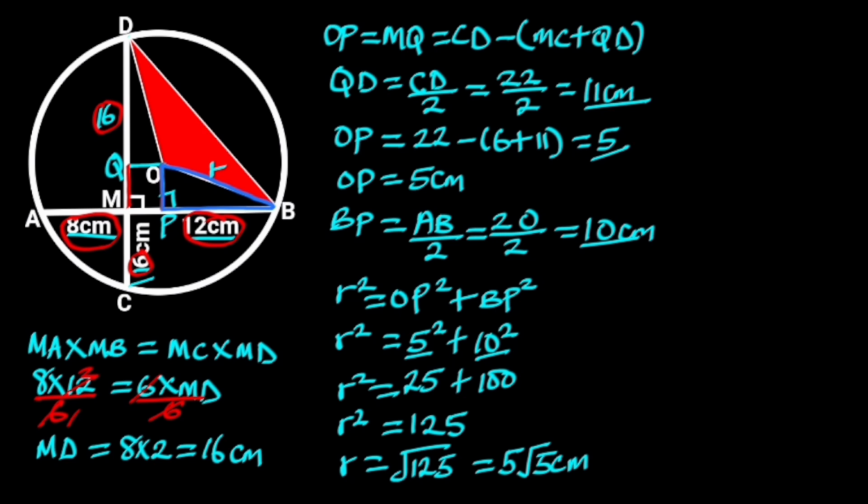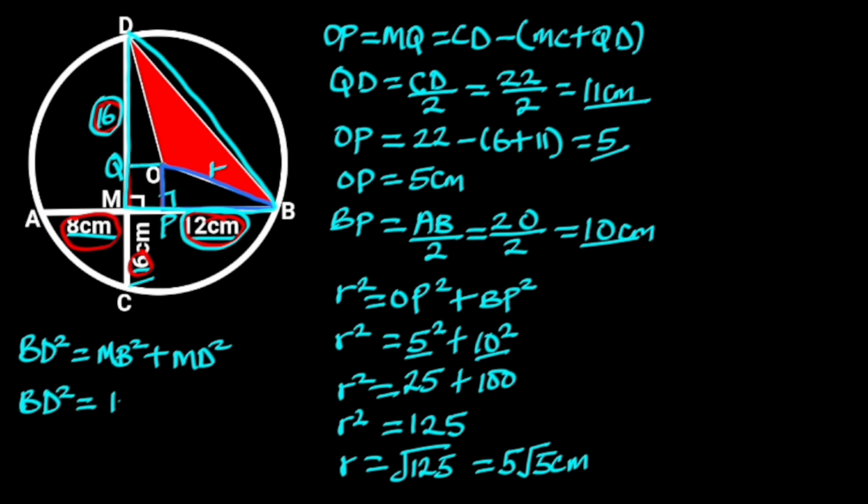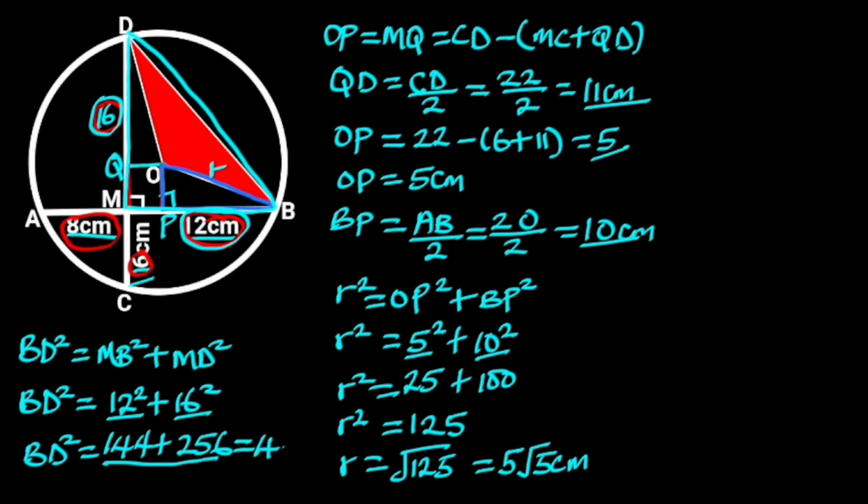Going further, observe that triangle BMD is also a right-angled triangle. Let's apply Pythagoras' theorem to find BD. From Pythagoras' theorem, BD square equals MB square plus MD square. MB is 12 centimeters and MD is 16. It follows that BD square equals 12 square plus 16 square. 12 square is 144, and 16 square is 256. So, BD square equals 144 plus 256, which equals 400.